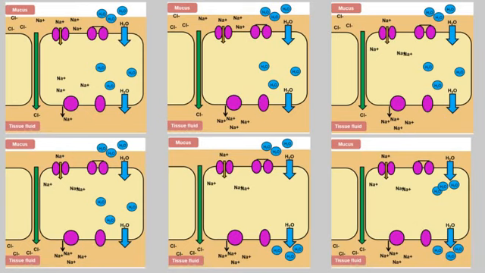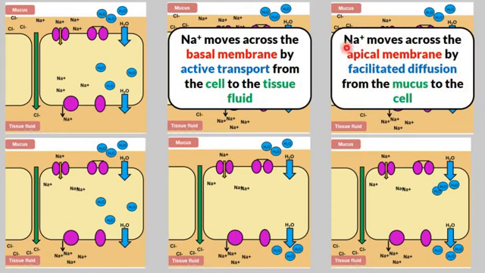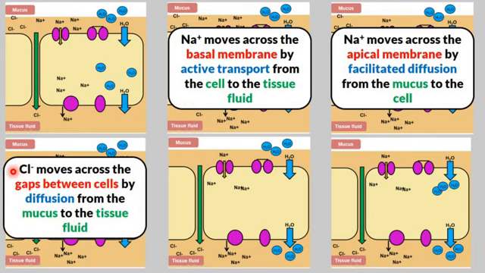So let's see about those descriptions. We're going to start by saying sodium moves across the basal membrane by active transport from the cell to the tissue fluid. Following this, we can talk about this area here, where sodium has moved across the apical membrane at the top by facilitated diffusion from the mucus into the main part of the cell. Next, over here, we have chloride, and it's moved through the gaps between cells by the process of diffusion from the mucus all the way through to the tissue fluid.